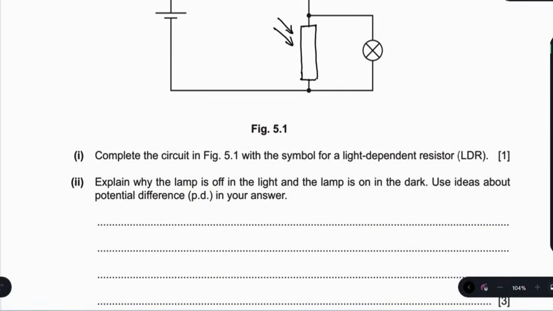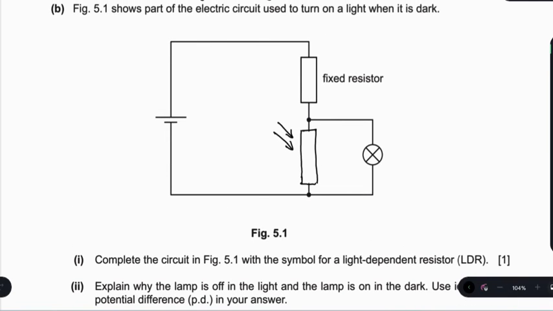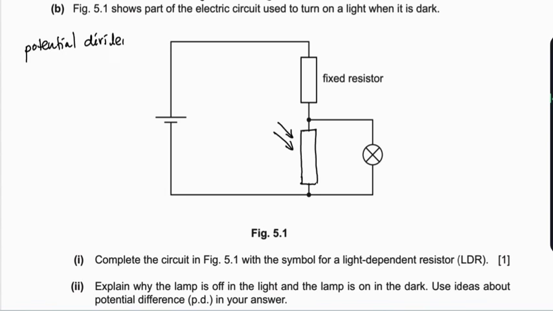Okay, explain why the lamp is off in the light and why the lamp is on in the dark. Use ideas about the potential difference, PD, in your answer. Right, we call this circuit a potential divider circuit. Why do I say so?